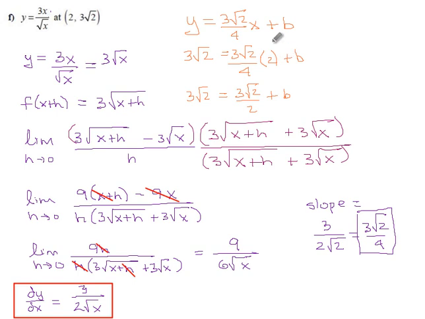And that's going to come out that b equals 3 root 2 over 2, actually. Which means our tangent line is y equals, we knew this part already, 3 root 2 over 4 x plus, and our b value is 3 root 2 over 2. Ugly but true.